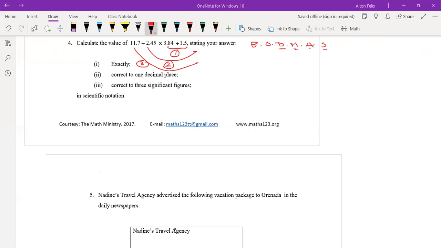3.84 divided by 1.5 gives 2.56. So then this problem becomes 11.7 minus 2.45 multiplied by, let's check the answer again. I think it's 2.56, let's see. Right, 2.56.